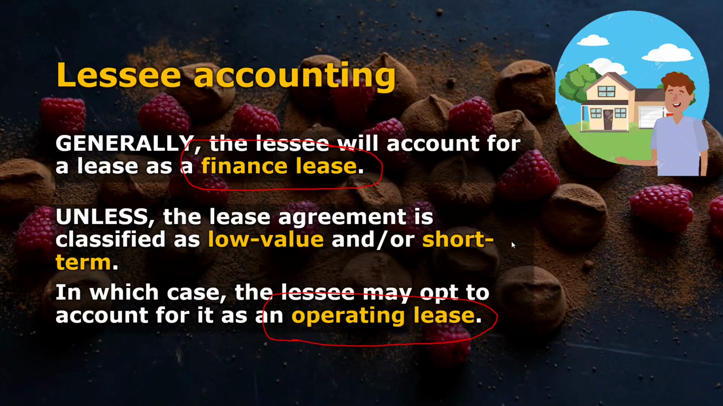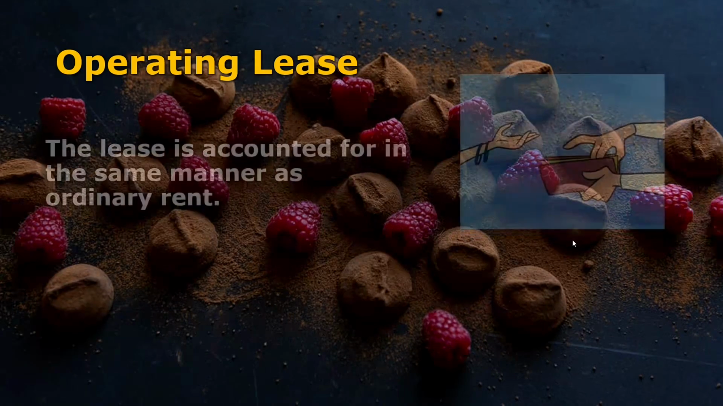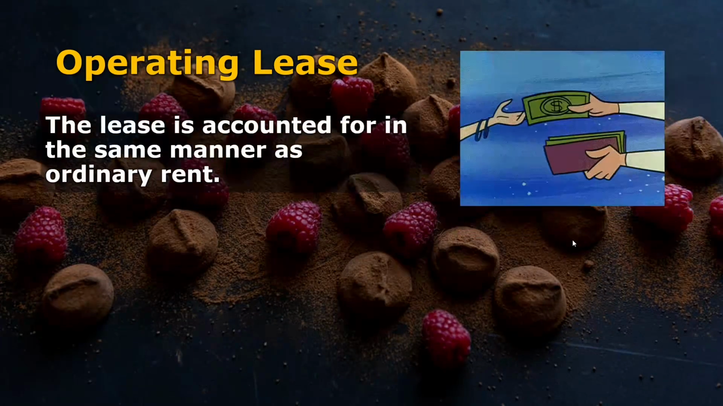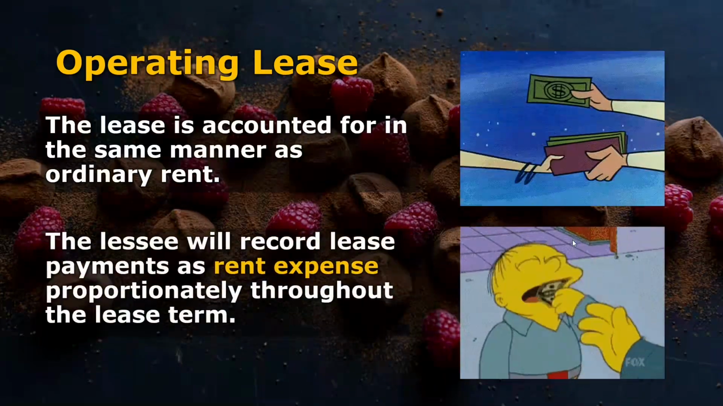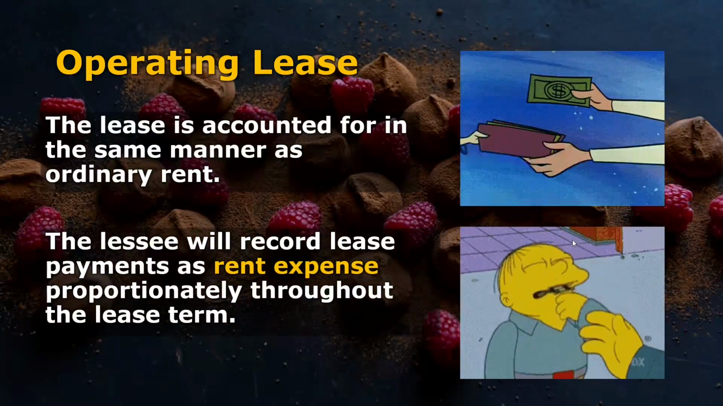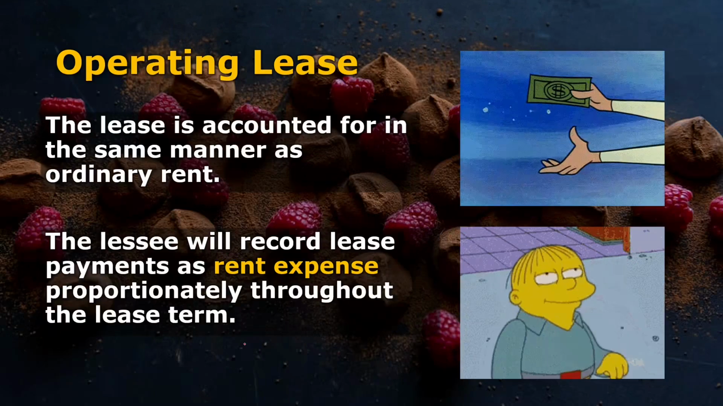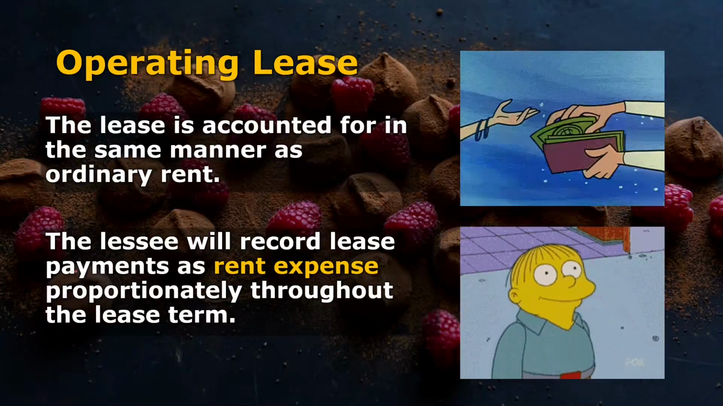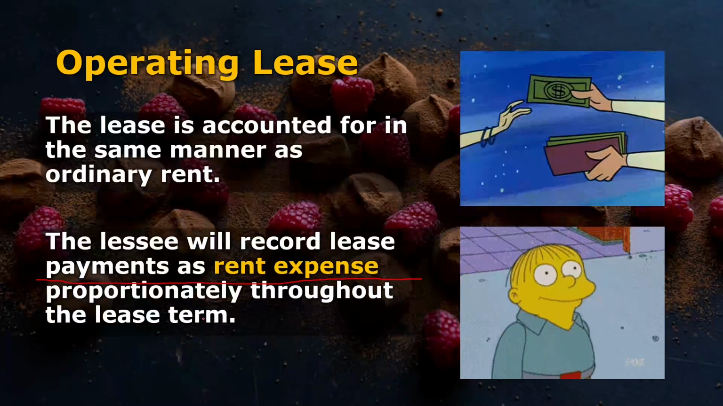Okay? Now that we got that out of the way, let's start first with operating lease. Well, in operating lease, guys, the lease is accounted for in the same manner as ordinary rent. Ano yung ordinary rent? The lessee will record lease payments as rent expense proportionately throughout the lease term. Okay, this one is divided into two thoughts. The lessee will record lease payments as rent expense. Let's stop there for a moment.